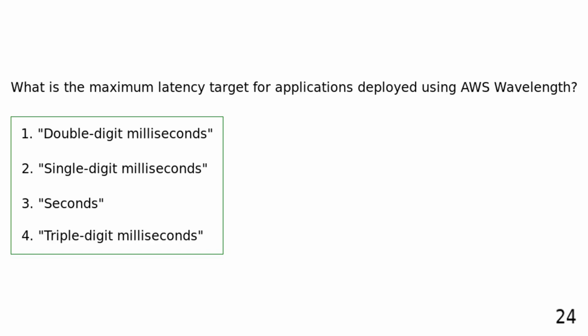What is the maximum latency target for applications deployed using AWS Wavelength? Double-digit milliseconds, single-digit milliseconds, seconds, triple-digit milliseconds. AWS Wavelength aims to achieve single-digit millisecond latency for applications deployed at the edge of the 5G network.